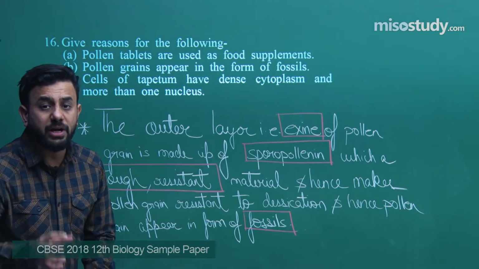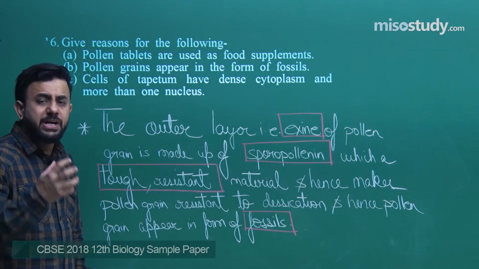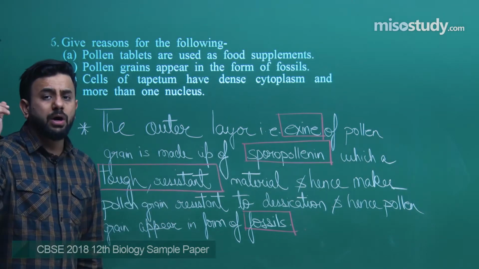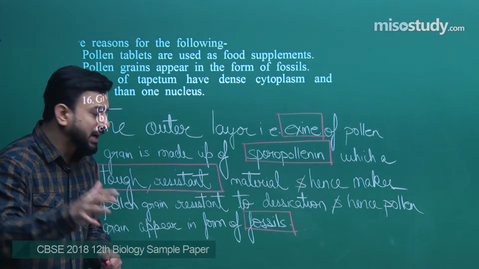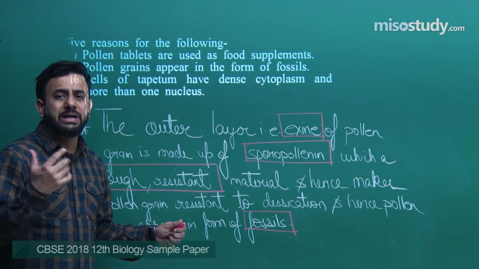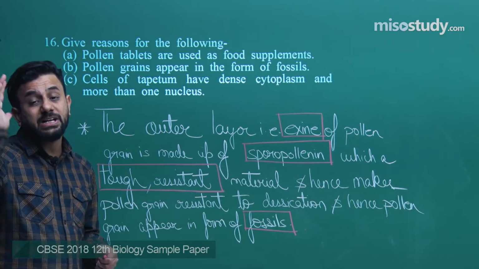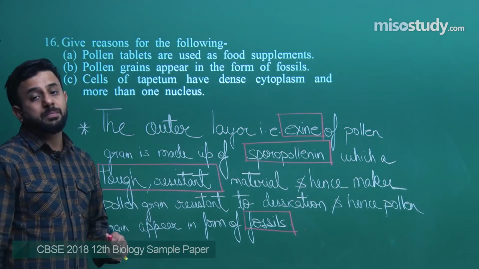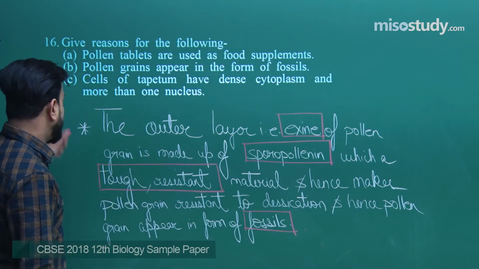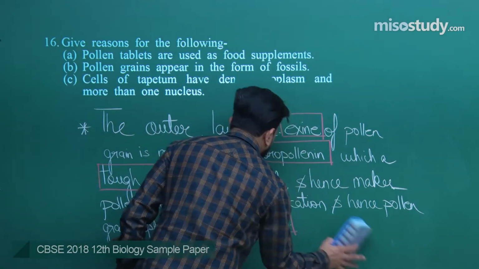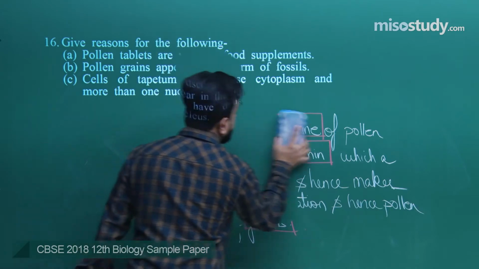So this sporopollenin present in the exine will make the pollen grain very tough. It will not be broken, or acted upon by any climatic conditions, wind, air, rain, and it will appear in the form of fossils, because it is protected for a long time only because of the presence of this sporopollenin. Got it? I hope you have understood this. And now we will do the third part, that is the tapetum part.